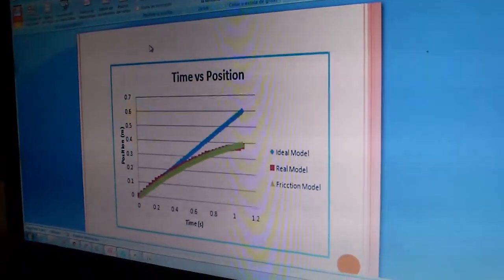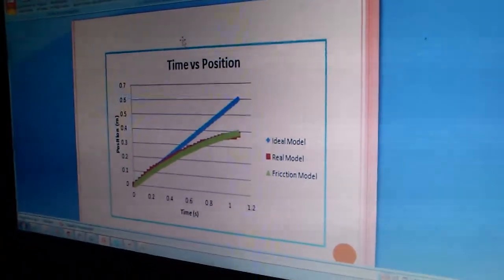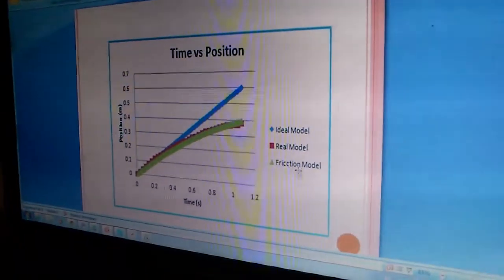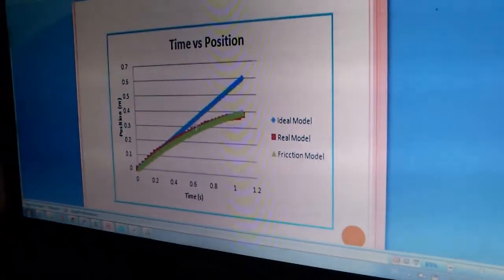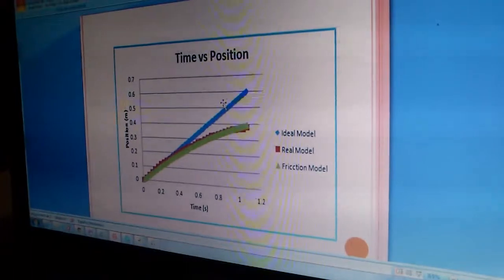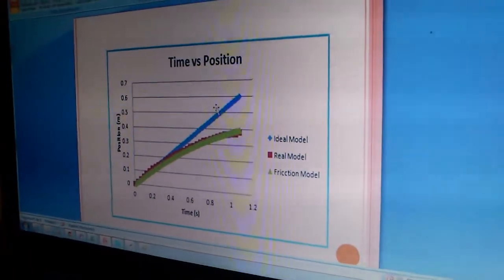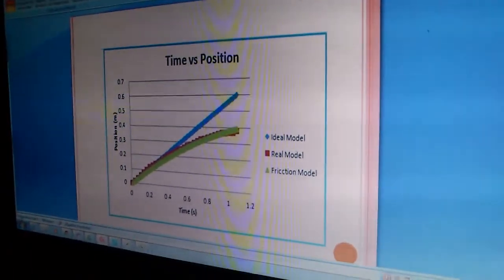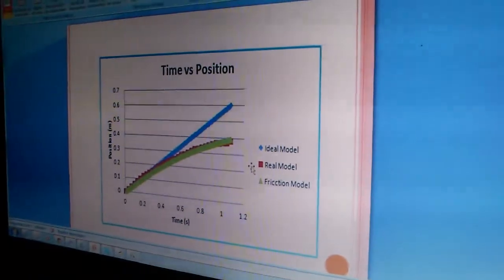So we can see that if we need to show a constant velocity motion in the real world, we have to eliminate the friction, because this is how we can obtain, for the real data, that the ideal model fits with the real model. Thank you.